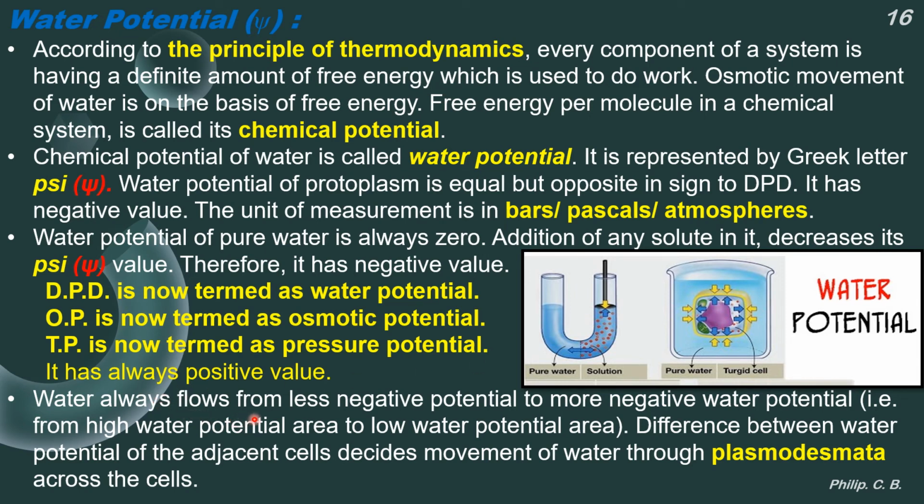Water always flows from higher potential area to lower potential area, that is, toward more negative water potential. The difference between the water potentials of adjacent cells decides the movement of water through plasmodesmata across these cells. What are plasmodesmata? You might have learned in the chapter on cell organelles that the cell walls have small pores between the plasma membranes. This small opening or pore is the plasmodesma, through which water moves across the cells.